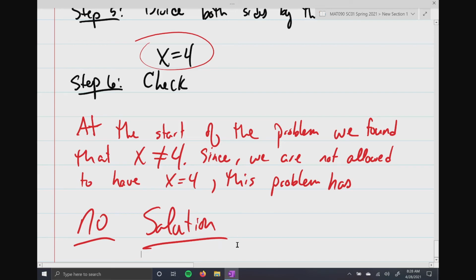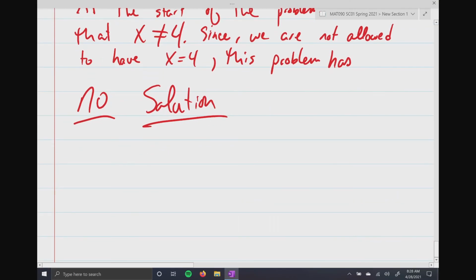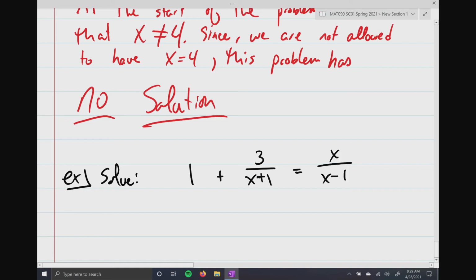All right, so here's what I'm going to do. I'm going to give you a problem to do. I have no idea what the answer is because I haven't even done this problem yet. But I want you to solve it and please check your answers. Make sure they work. So solve, how about 1 + 3/(x+1) = x/(x-1)? Try that.